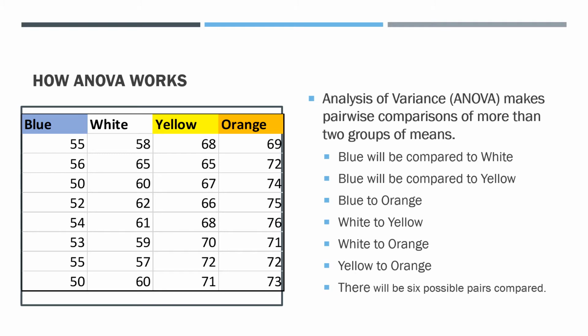This is how ANOVA works. It makes pairwise comparisons of more than 2 groups of means. So here's the data. We have 8 workers assigned to the blue room, then another 8 randomly assigned to the white, 8 in the yellow, 8 in the orange. Therefore, we can compare the mean of the blue to the mean of white, blue to yellow, blue to orange, white to yellow, white to orange, and yellow to orange. That means there's 6 possible pairs to be compared.